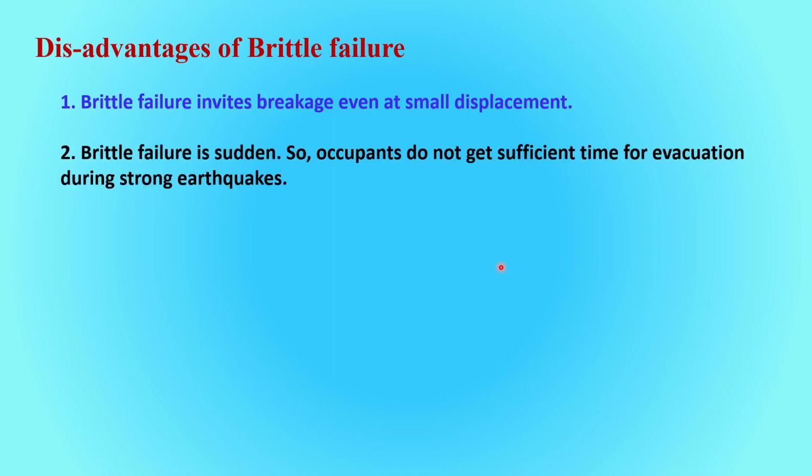Now in contrast to it, the brittle system has many disadvantages. What are those? Brittle failure invites breakage even at small displacement, which is undesirable. Brittle failure is sudden. So occupants do not get sufficient time for evacuation during strong earthquakes. Brittle failure does not give enough warning before failure. That is, crack formation will not be visible. Suddenly it will fail.